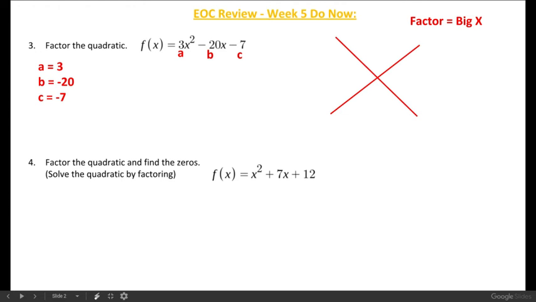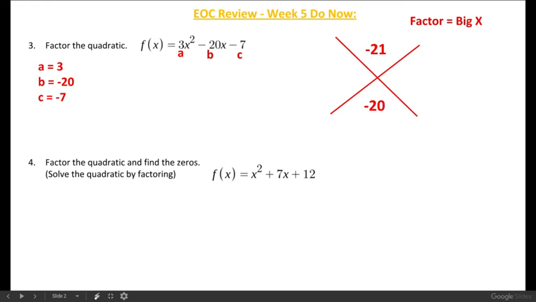All right, so now it's time to set up our big X. Do you remember what goes at the top of the big X? It's A times C. So A is 3, C is negative 7. So 3 times negative 7 is negative 21. That's going to go at the top. And then whatever B is goes at the bottom. So negative 20 is B, so that's going to go at the bottom.